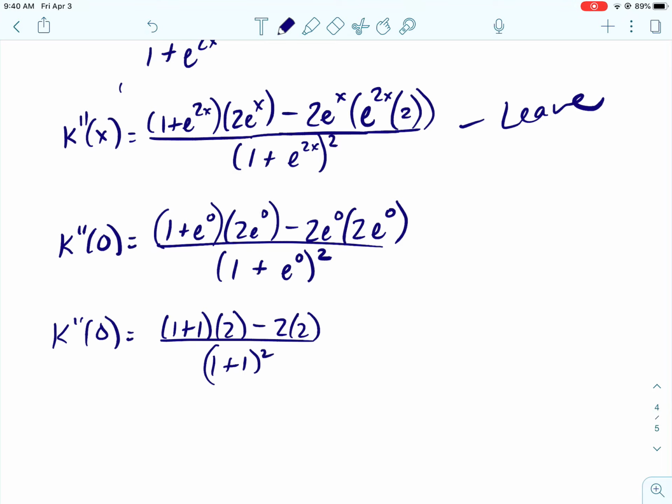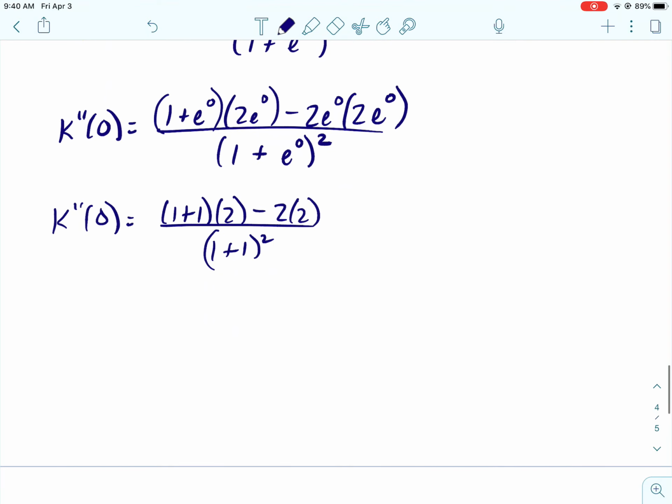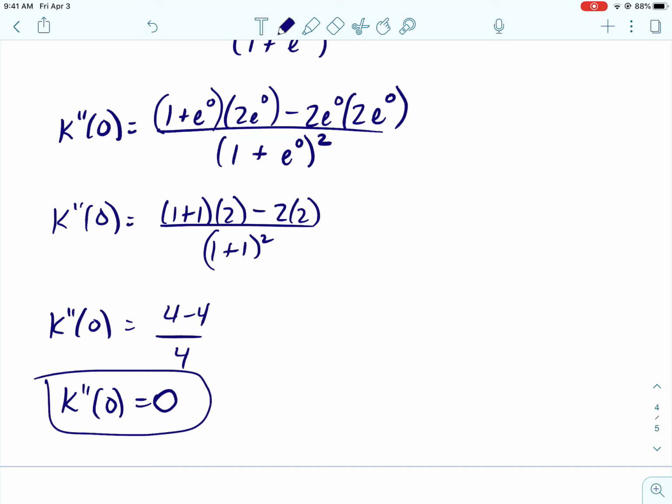Okay, so we're going to get 1 plus 1 times 2 minus 2 times 2 over 1 plus 1 squared, which is 4 minus 4 over 4, which is going to be 0.